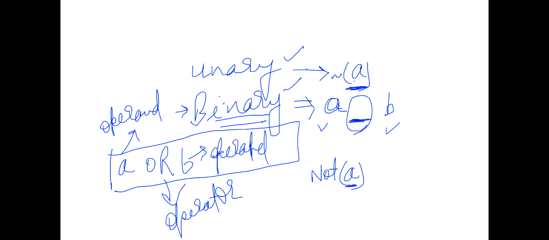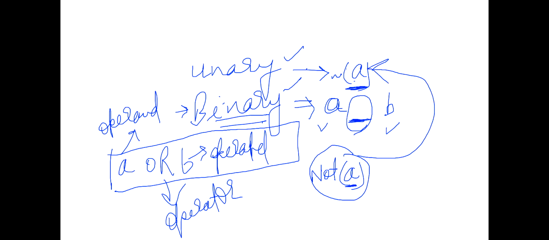So is this thing clear to you? This unary and this binary. Once again: this unary, this binary, A or B. This is operand, this is operator. This not A is an example of a unary operator, A or B is an example of a binary operator. That is what I was talking about.